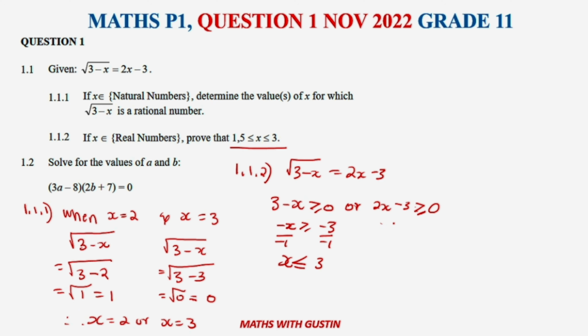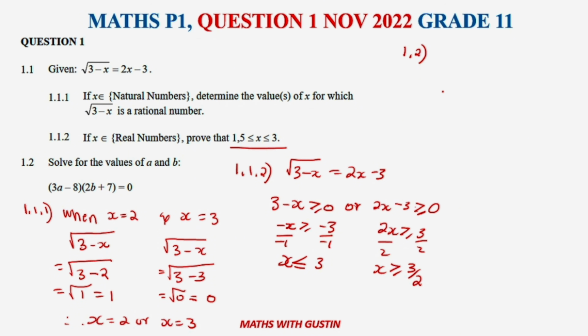The same thing applies here. We need to solve for 2x. I'm going to take 3 to the other side: 2x is greater than or equal to 3, divided by 2 on both sides, so x is greater than or equal to 3 over 2. That's how you deal with this one, to prove for which values of x we have real numbers. Great stuff. Now let's move on to 1.2.